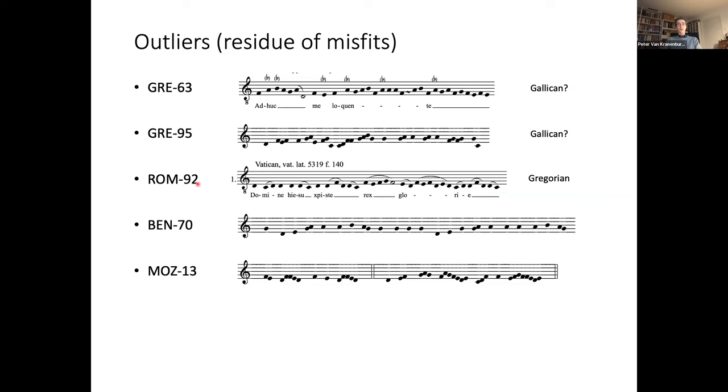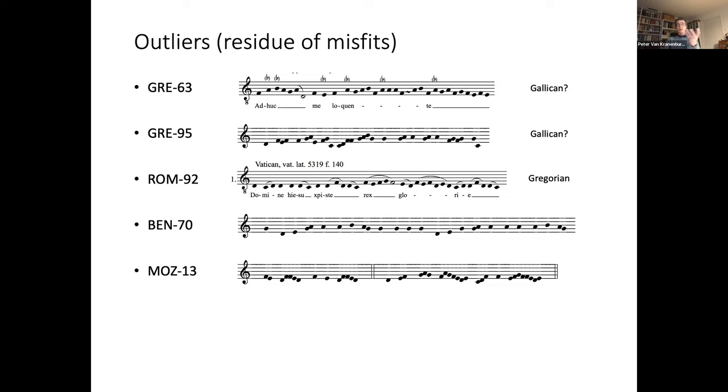In the Old Roman tradition, we have an outlier, which is the Domine Jesu, offertory from the Requiem Mass, which is an exact copy of the Gregorian offertory for the Requiem Mass. So within the Old Roman tradition, the Requiem Mass is almost exactly the same as the Gregorian Requiem Mass. So apparently there was some kind of connection there. And these are outliers for Beneventan and Mozarabic traditions. We don't know yet why that is, so we're looking for hypotheses about that.